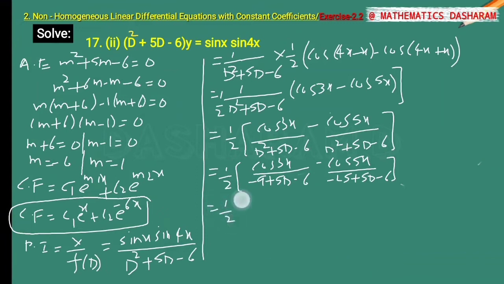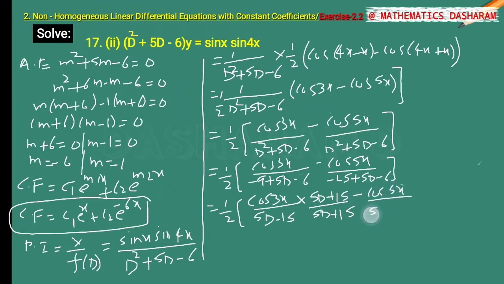So it is equal to 1 by 2 bracket of, cos 3x by 5D minus 9 minus 6 is minus 15. Now multiply with 5D plus 15 and divide with 5D plus 15. Next, minus cos 5x divided by 5D minus 25 minus 6 is minus 31. So then multiply with 5D plus 31, divide with 5D plus 31.